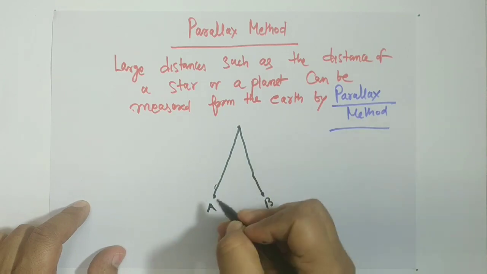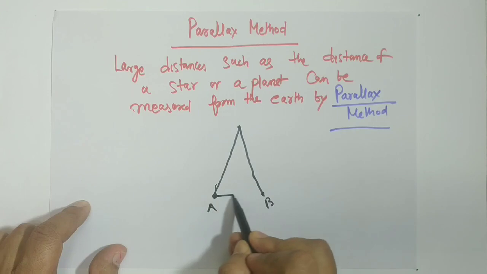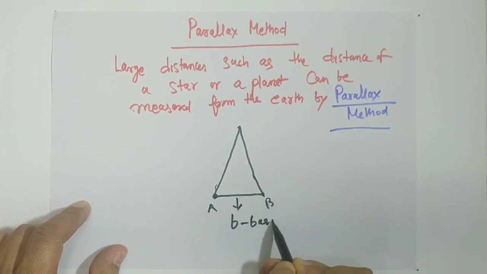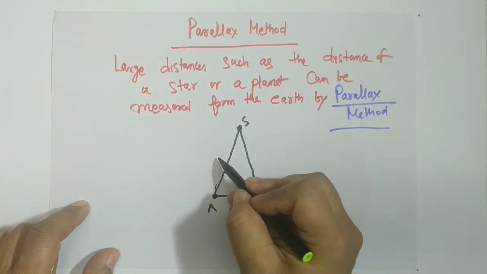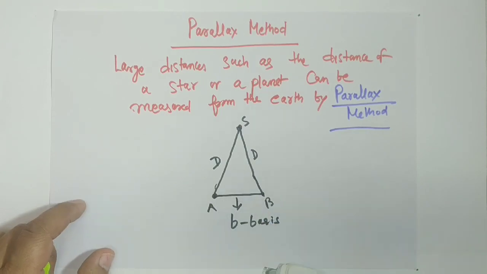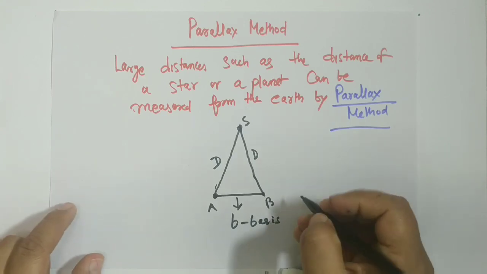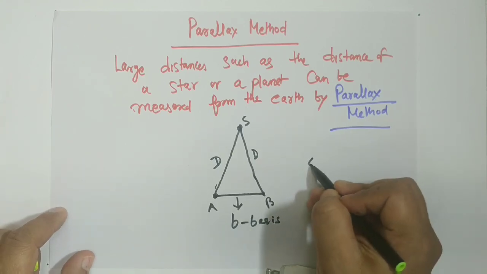So you find out there is a shift between the two eyes, and this shift is known as B. Do you know what B stands for? Basis. And this is the specific point. And this distance is say D, and you take it as B.